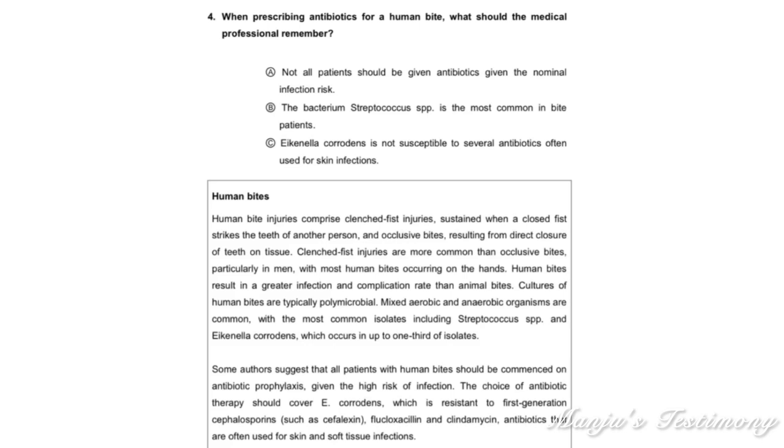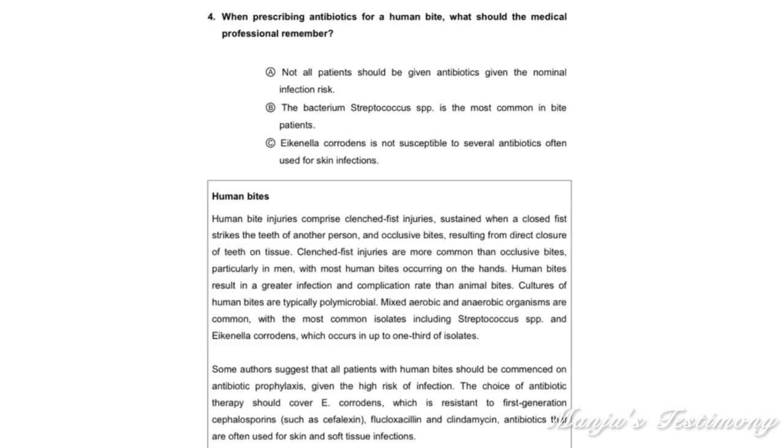The option says bacterium Streptococcus species is the most common. So that gives prime importance to only Streptococcus being the most common. It strictly says that it is the most common. No, it is not the most common. There are two bacteria. So we can eliminate option B. So next, go to option C.